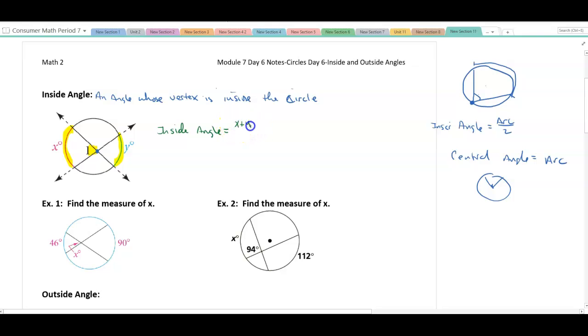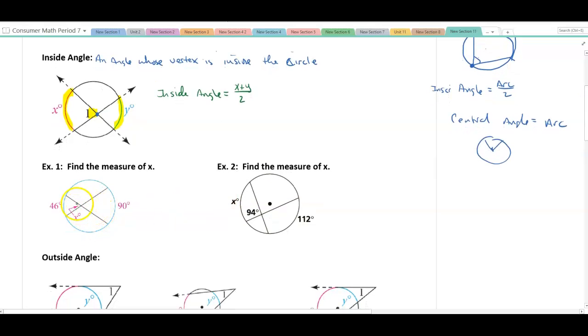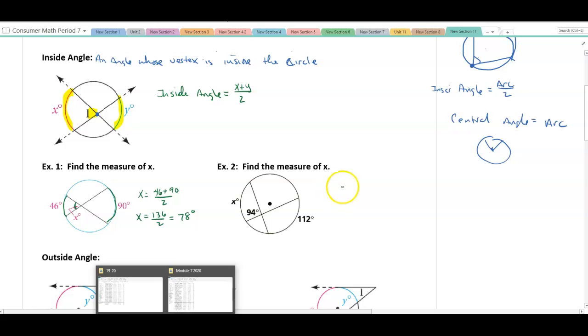So it would be x plus y all divided by 2. So it's basically the average of the two arcs. When we look at the two examples here, when I'm looking for this angle, if I trace these lines down, that angle eats this arc and it eats this arc. So all we're going to do is add the arcs, divide by 2, and 136 divided by 2 would be 78 degrees.